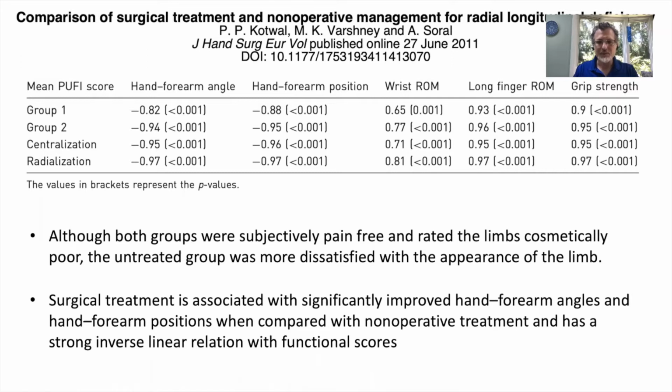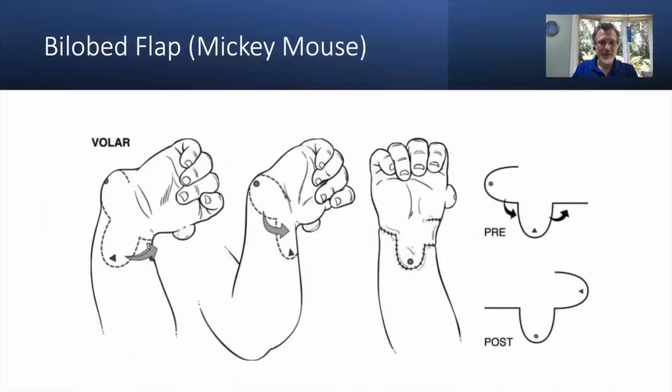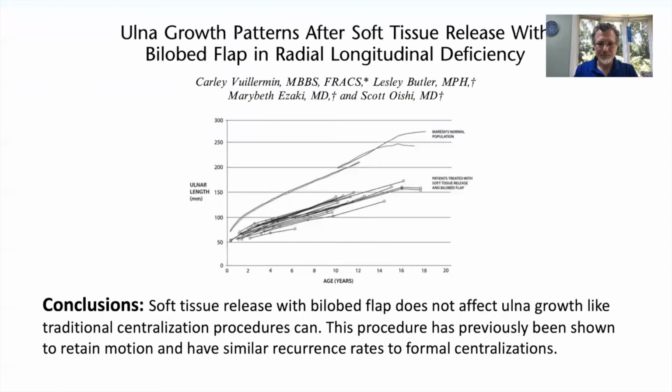than with non-operative treatment. But I would challenge you, as in our case report, that is as good as any surgical outcome. The entry-level surgery is going to be the bilobe flap, so-called Mickey Mouse flap. It used to be dorsal approach, now it's a volar flap, as described by Scott Oishi and Mary Beth Izaki.